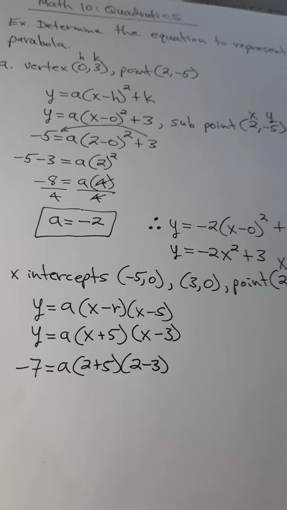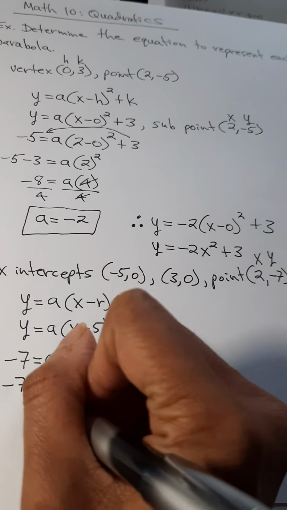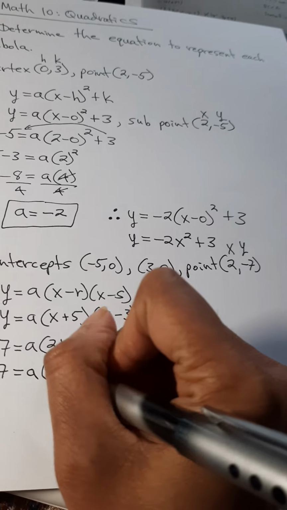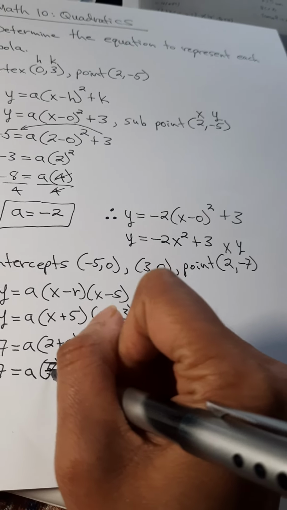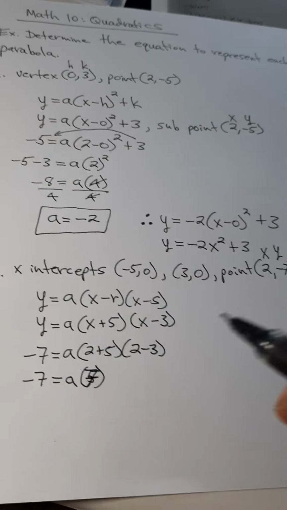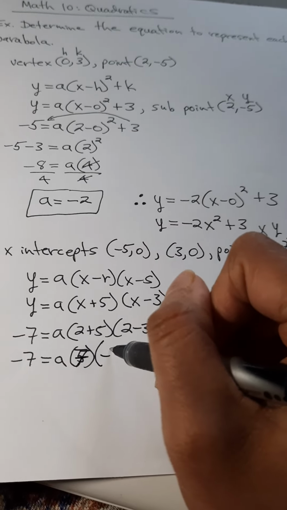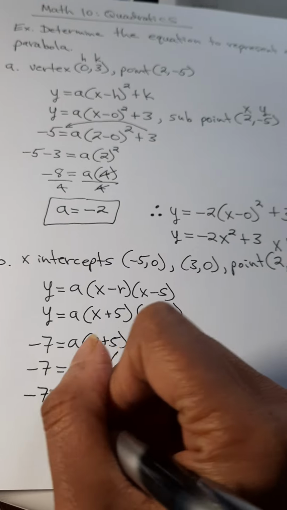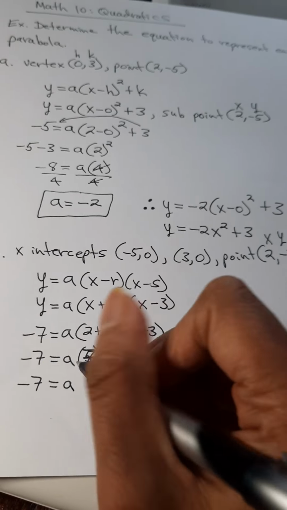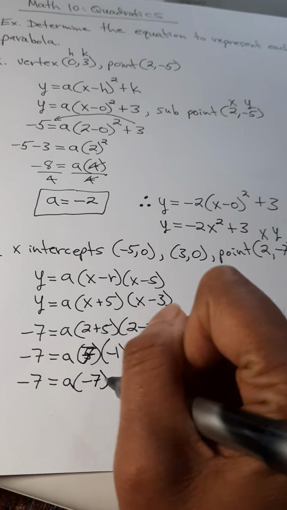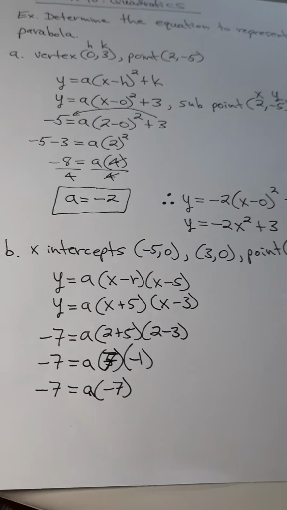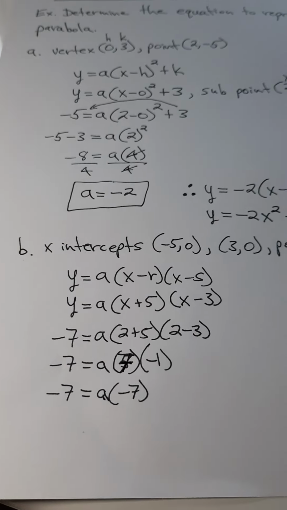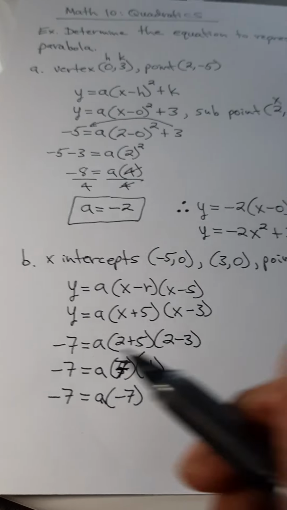So let's try solving this. So I have -7 equals a. 2 plus 5. Oh, sorry. So 2 plus 5 here. So I'm going to put 7. Okay, and 2 minus 3, which is -1. Okay, so I'm just going to rewrite it so we can see that. So a, and you're doing 7 times -1, which is -7. Okay. So you're basically just multiplying what's inside the brackets here.